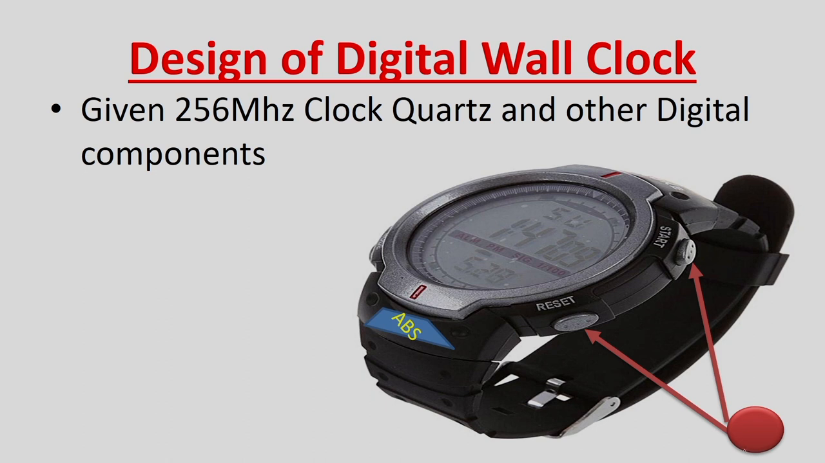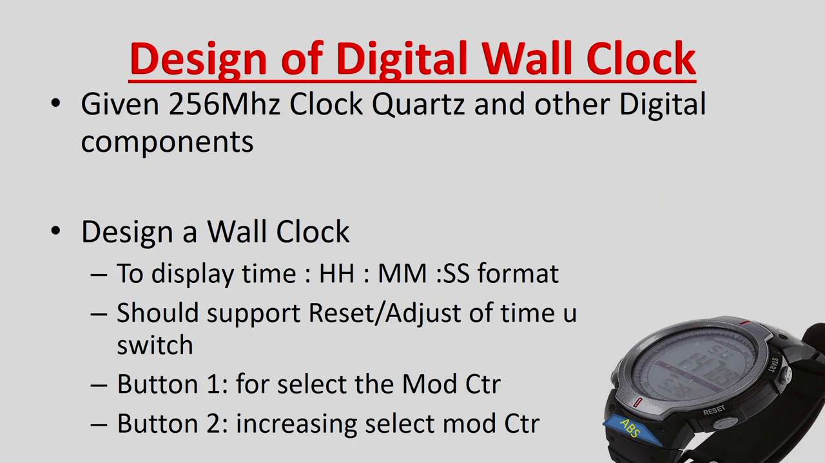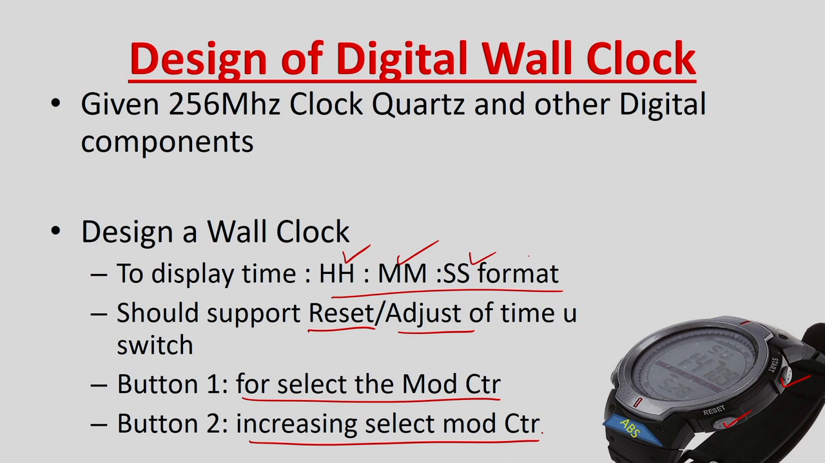This one is a push button switch, and these two are push button switches. Suppose two buttons are given. To display time in hour, minute and second format, there are 6 seven-segment LEDs, and it should support reset and adjustment of time using the switches. Button 1 selects the mode counter, and button 2 is for increasing the mode counter.